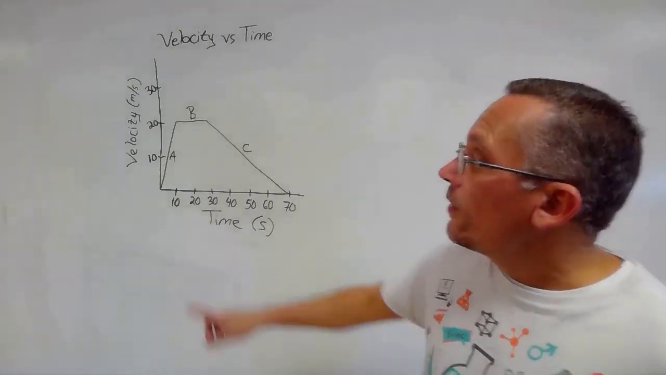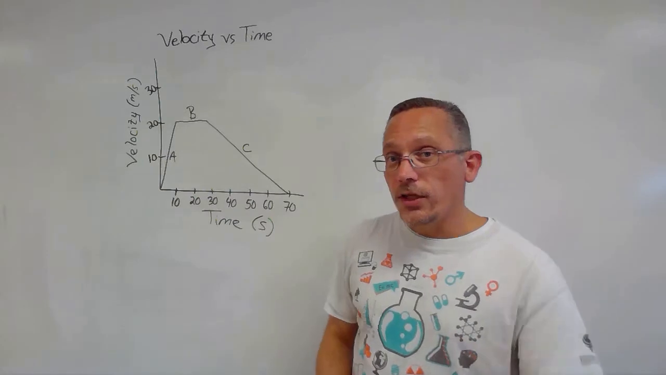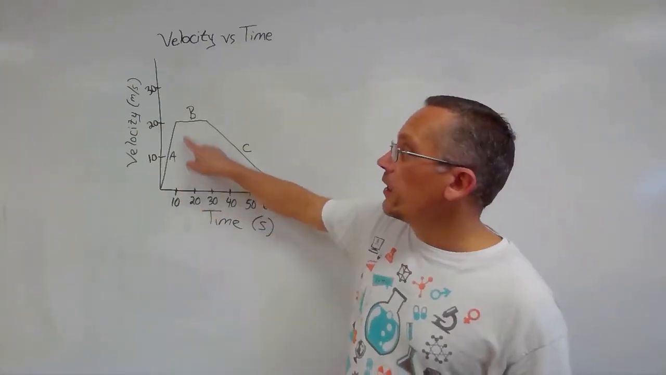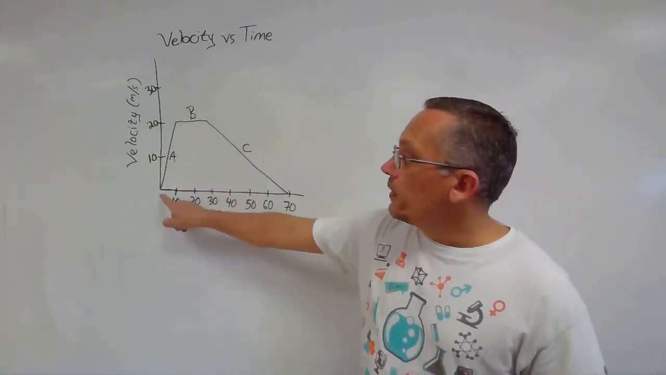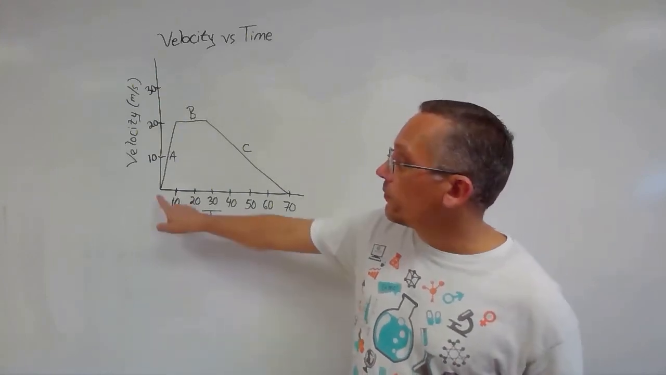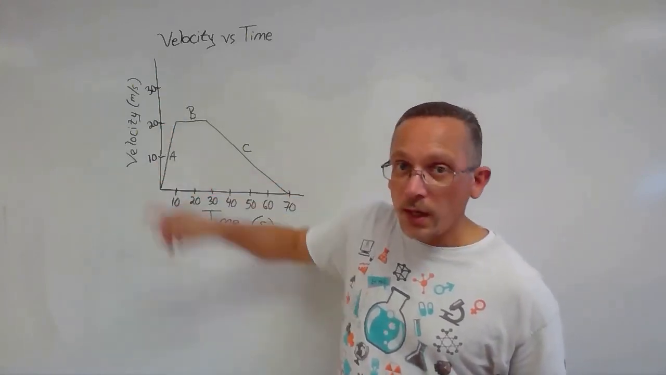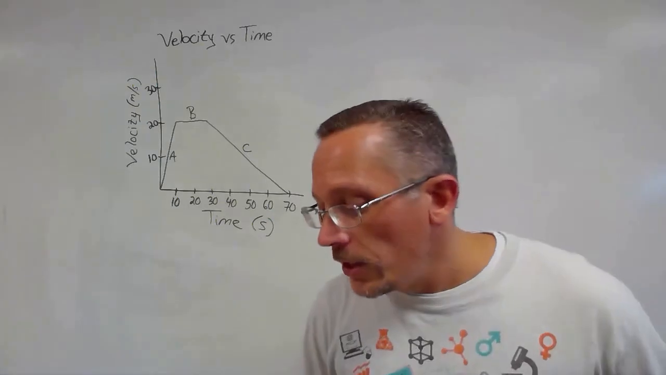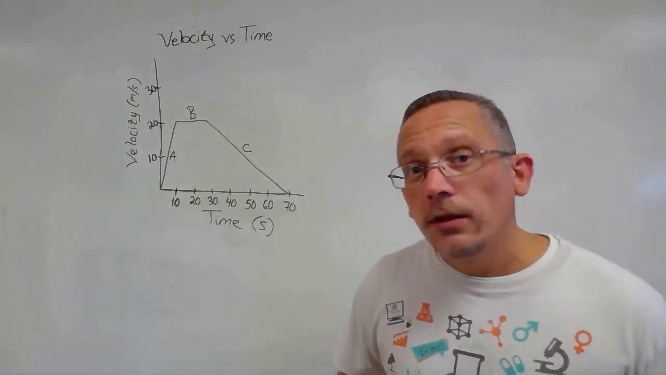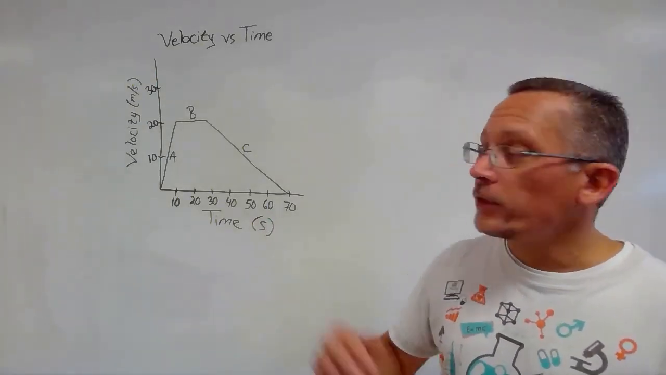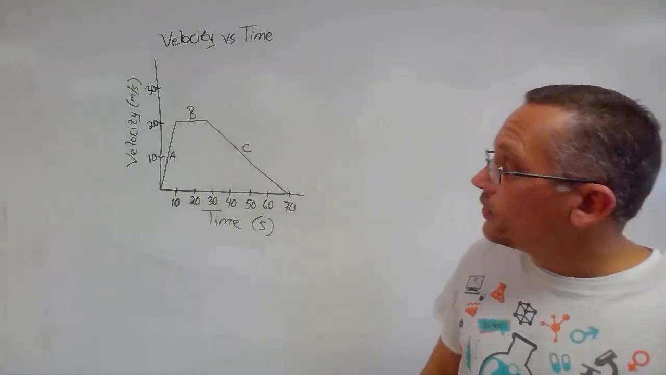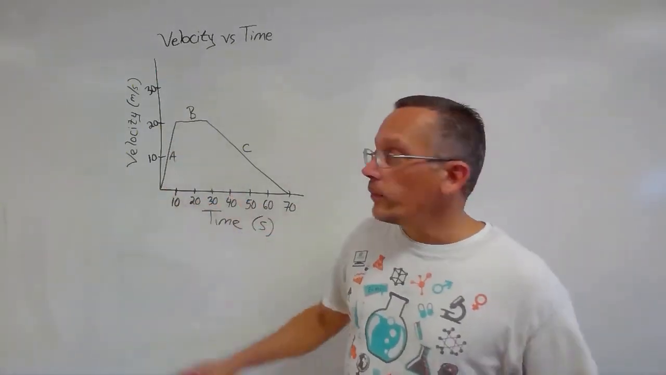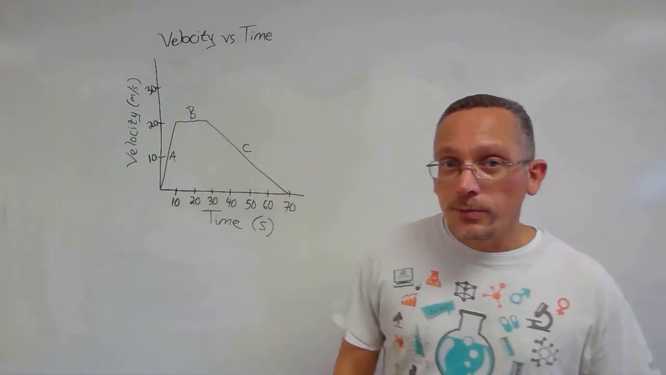So what does that mean? That means my velocity is changing. The velocity is going up over time. So in these 10 seconds, my velocity went from 0 to 20 meters per second. Was the position changing? Of course it was changing, yes. My object was moving. Was the velocity changing? Yes, that's what my graph is telling me. It went from 0 to 20 meters per second.